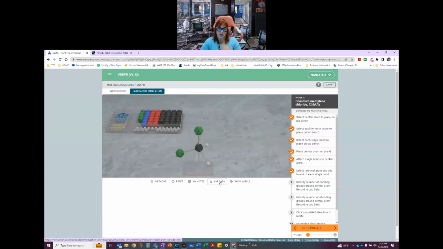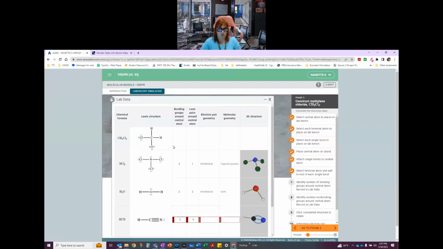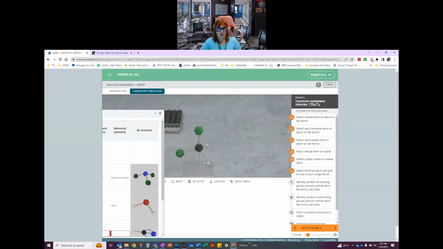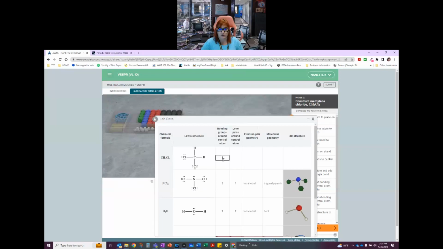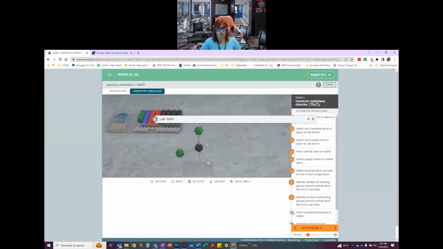Now I need to come into my lab data, and they want to know, for this particular structure, how many bonding groups are around that central atom. I have 1, 2, 3, 4 bonding groups, and no non-bonding pairs. So I have 4 there. I have a 0 there. And now once we come out of here, it says click completed structure to rotate.